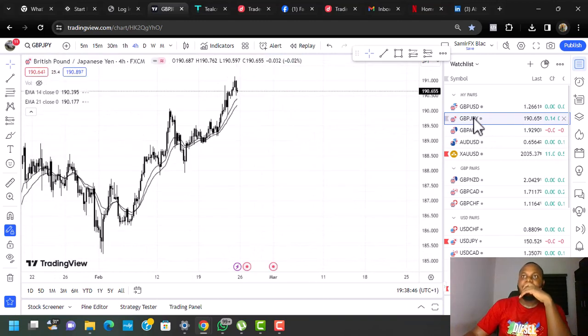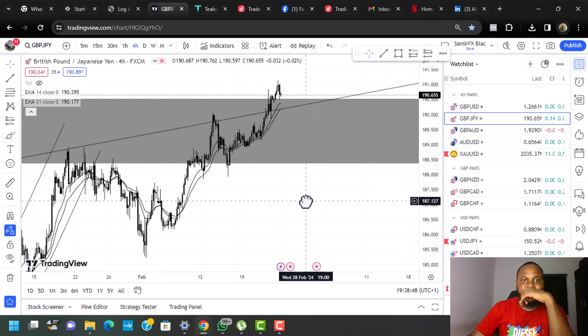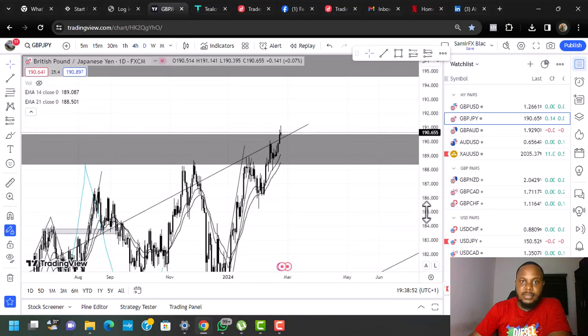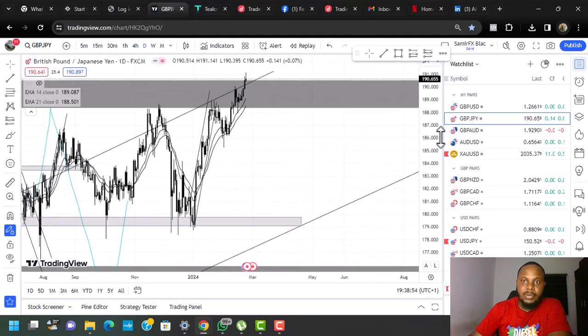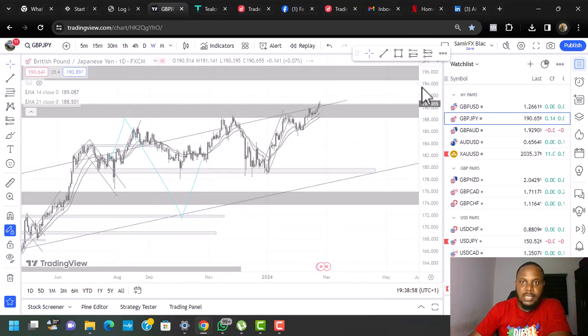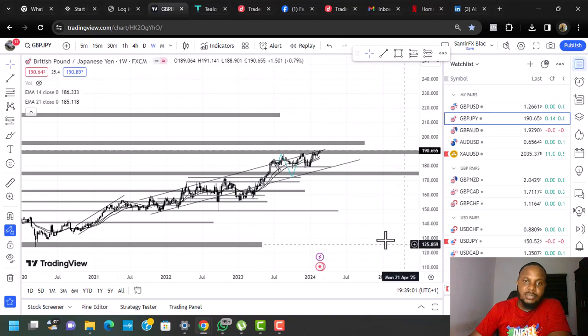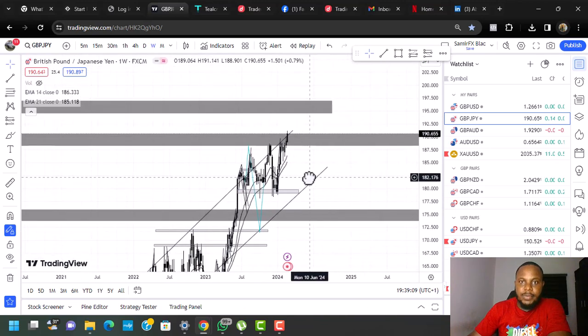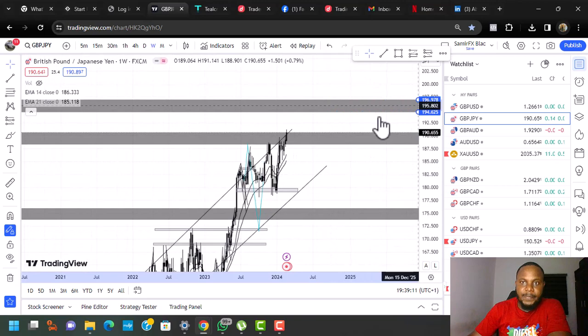So switching now over to GBP JPY. GBP JPY has been playing around. It doesn't want to play ball. First of all, it's not respecting our key levels that we mapped out initially. It's still bullish, because as you can see, it keeps making higher highs and higher lows, showing that it's in an uptrend. But I'll be very careful with this pair.